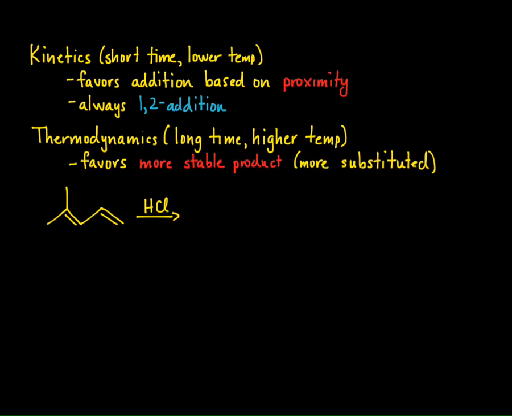We have 4-methyl-1,3-pentadiene, and we react this with HCl. And so you see that in this particular case, the pi bond between C1 and C2 is going to add to HCl, not the pi between C3 and C4. And we'll talk about why that is later on. But these are my two products.